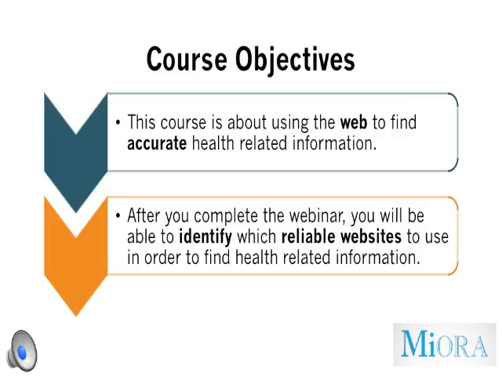Course objectives. This course is about using the web to find accurate health-related information. After you complete the webinar, you will be able to identify which reliable websites to use in order to find health-related information.